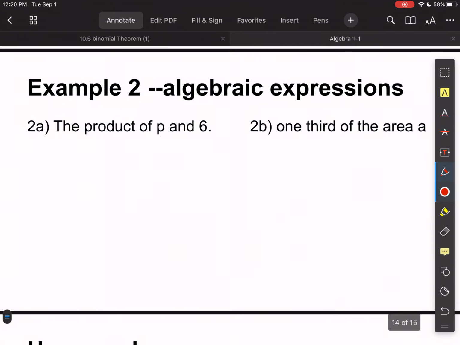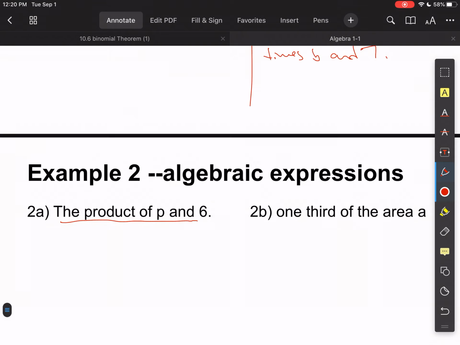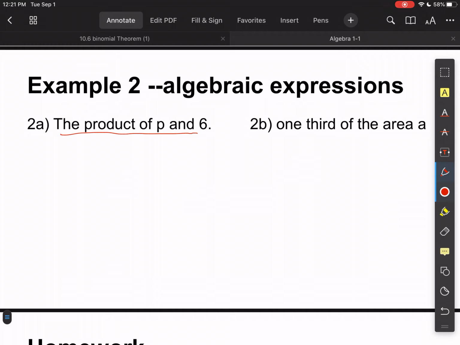For example 2, they're going to give us a written problem, and we're going to have to turn that into a mathematical algebraic expression. So for 2a, it says the product of p and 6. A lot of students, when they first learn this, think, oh, multiplication, we don't have to put the multiplication sign, so we're just going to write p6. That is technically okay. We just never write it that way in math. We always put the number first. So even though p came first here, I would encourage you to write the number first. So 6 times p.